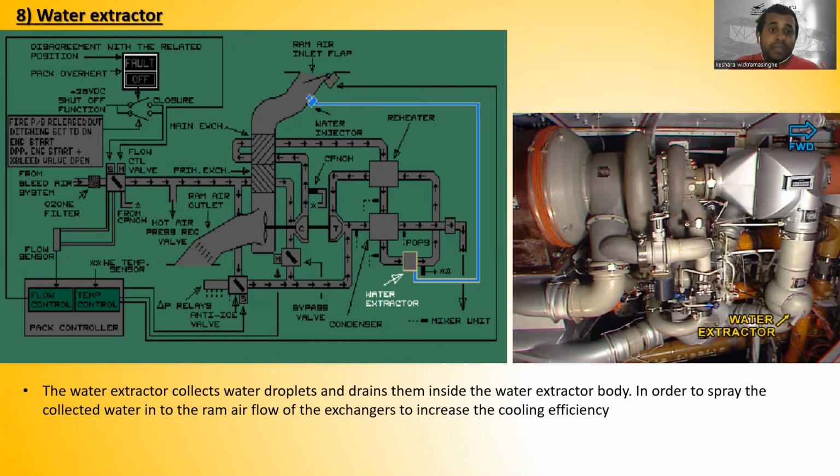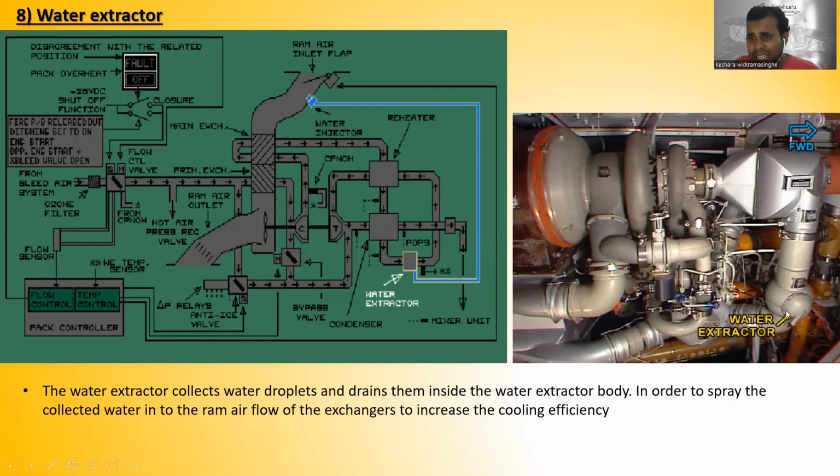generated. So if the ice builds up, then the anti-ice valve will be operated to remove it, right? So the water is drained and collected in the extractor body in order to spray the collected water into the ram air flow of the exchangers to increase the cooling efficiency. So then the water will be taken to here and sprayed to the ram air inlet, right? Ram air inlet. Why? To increase the cooling efficiency. All right, to increase the cooling efficiency.